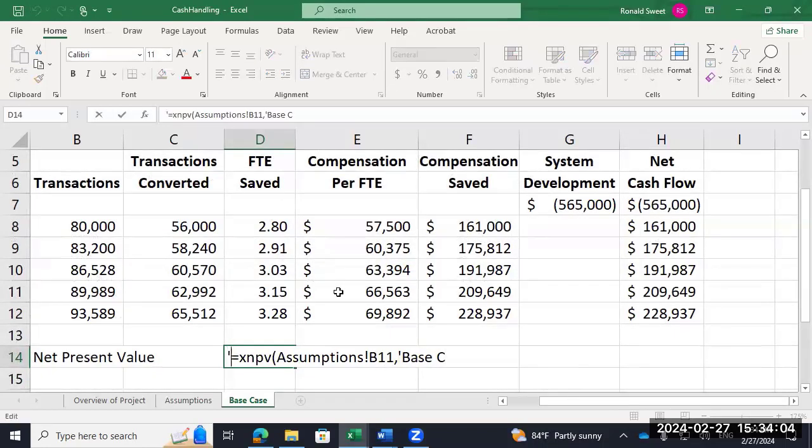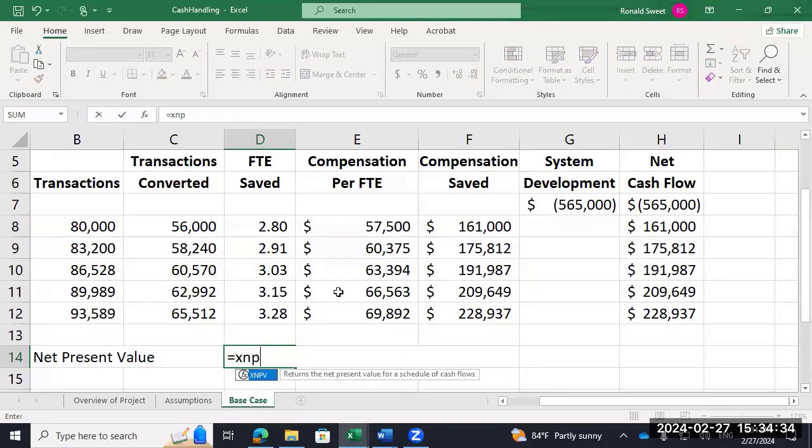So you notice here when you do this, it said assumptions B11. That's fine because you always want it to be assumptions. But when I came back to base case, what did he do? He put the word base case there. You don't want that because what happens when you do the best case scenario and worst case? It's going to come back to this base case. All right. So I'm going to do this again. But if Bill Gates puts base case in there, I'm going to take it out because I don't like that.